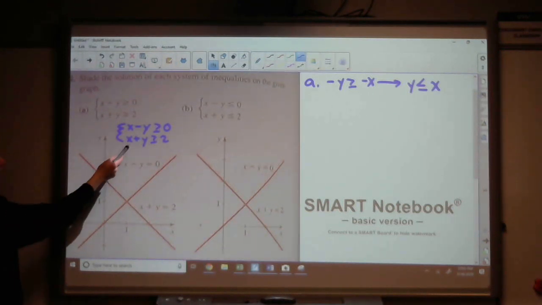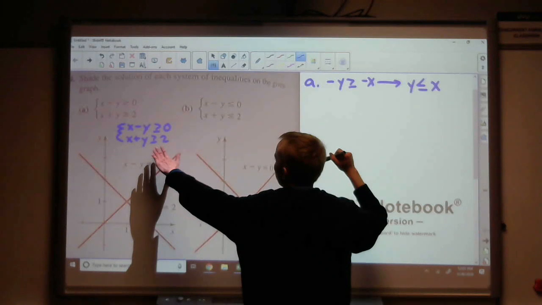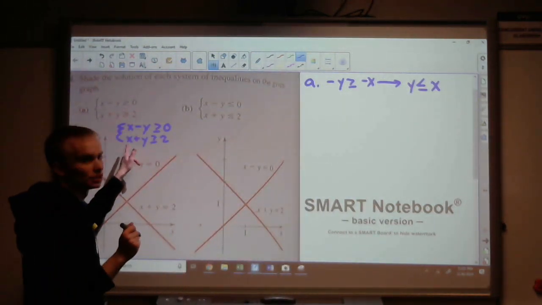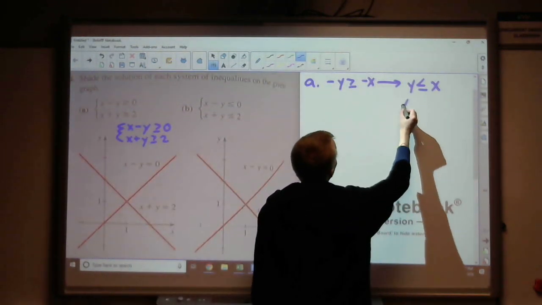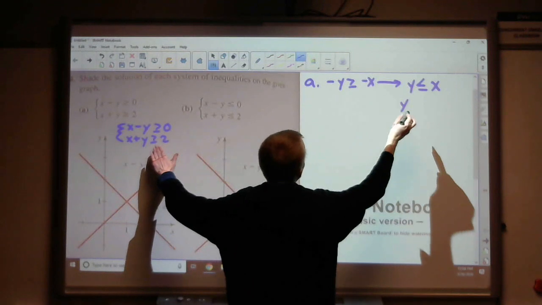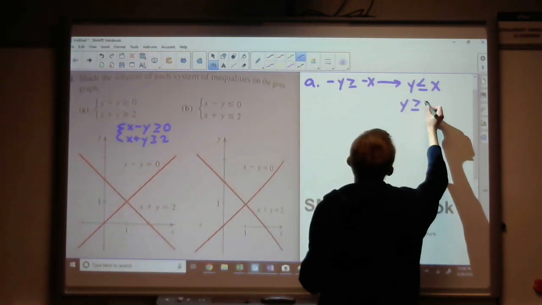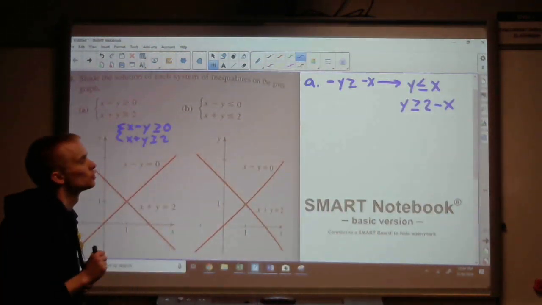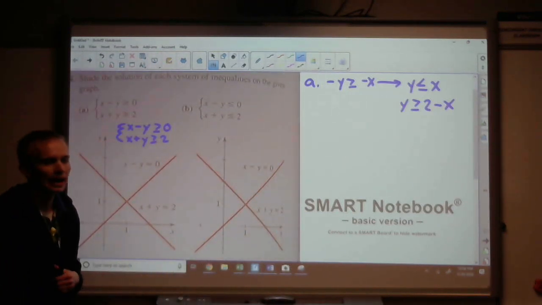My second inequality is x plus y is greater than or equal to 2. So to get y alone, I'm just going to subtract x from both sides. So my second inequality here would be y is greater than or equal to, subtract x from both sides, 2 minus x. Okay? So those are my two inequalities now written with y by itself.